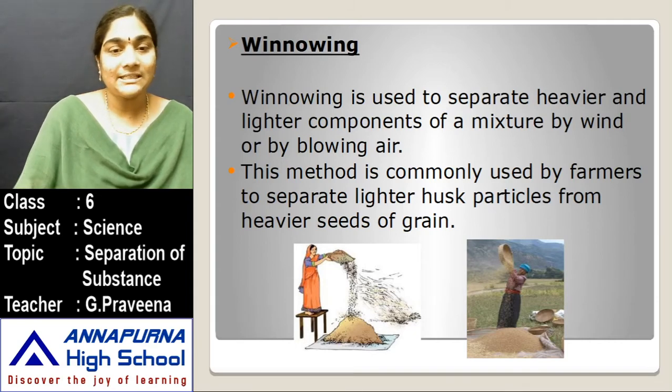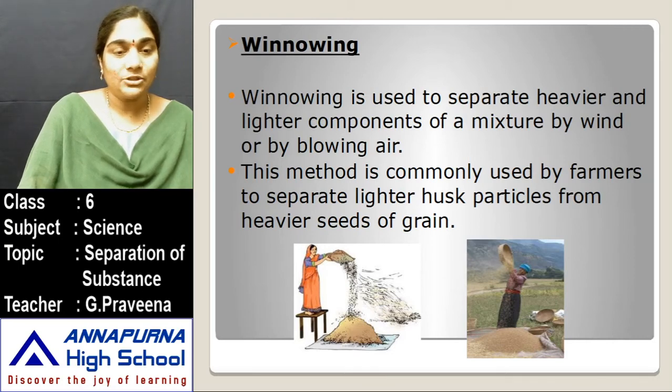A lady here, you can see in the picture, is standing on a high platform, and the tray that she has taken consists of both grains and husk. When it is tilted vertically downwards, you can see that the heavier particles of grains get gathered near the platform, and the lighter husk particles are blown away by the wind. So this process is known as winnowing. In winnowing, lighter husk particles are separated out.